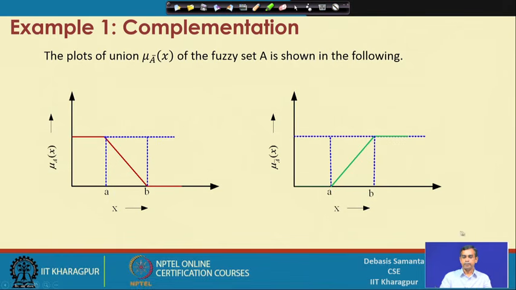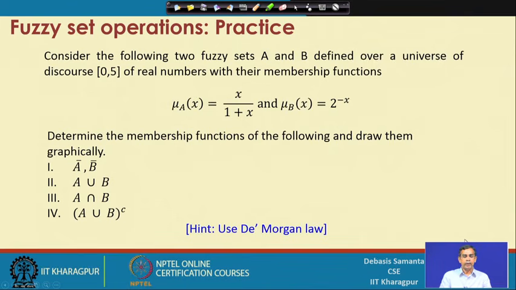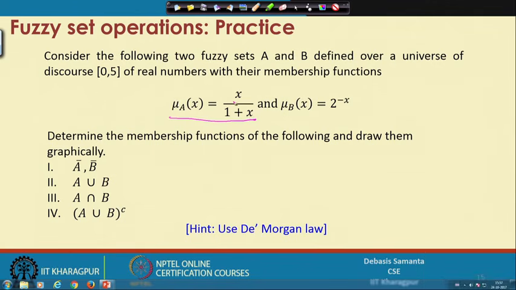Now, we will discuss a few examples so that our idea becomes clear. Sometimes with a graphical representation we can express the operation, and sometimes we can also express the operation mathematically. For example, suppose A is a fuzzy set whose membership function is defined by this expression. We can plot a graph, so the graphical representation can be obtained accordingly.